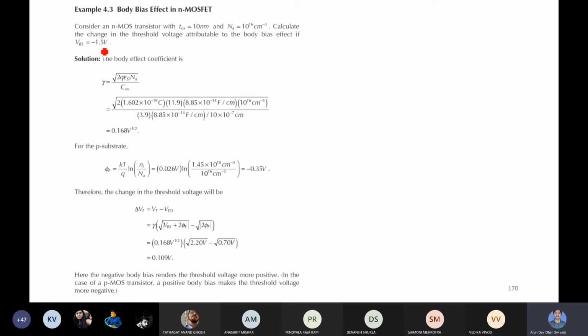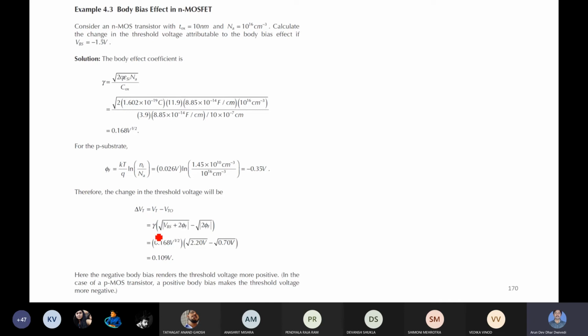So if you are connecting and providing negative voltage to the body with respect to source by an amount of minus 1.5 volt, then the body effect can be calculated. The body effect parameter gamma can be calculated as sqrt(2 q epsilon_Si Na) by COX, and its unit comes out as volt to the power half. Then, for a P-type substrate, phi f, the Fermi potential, kT by q ln(ni by na), is calculated. Then we can find the change of threshold voltage, given by the new threshold voltage minus Vt0.